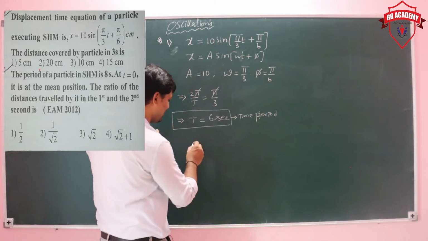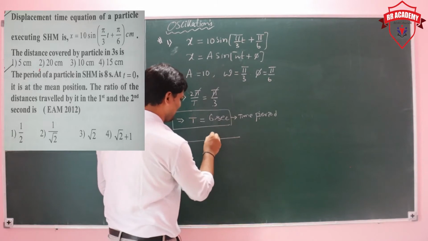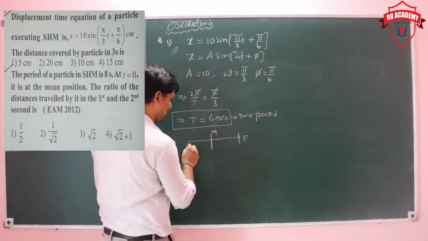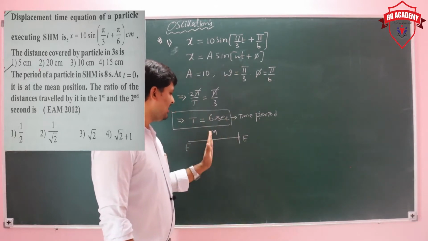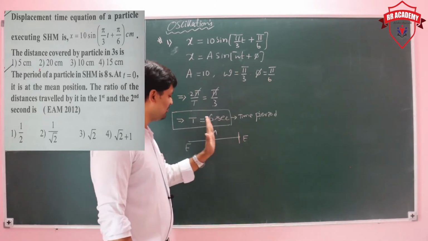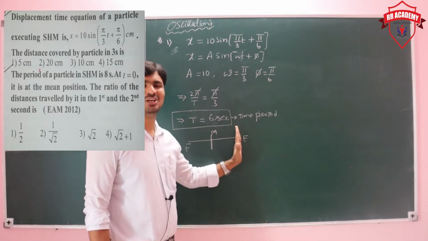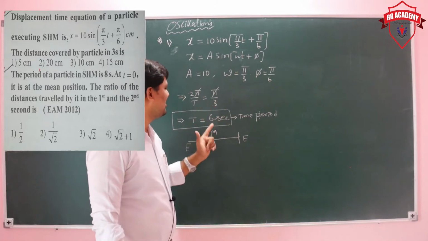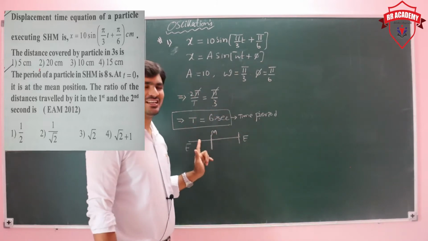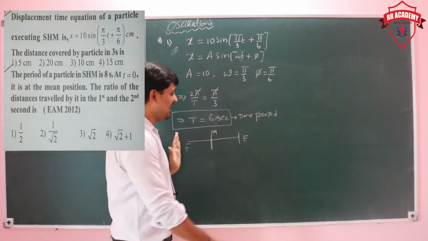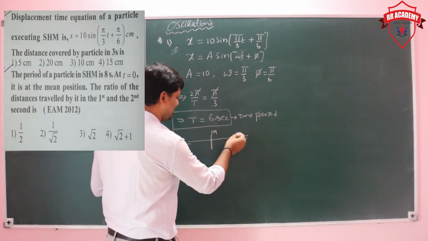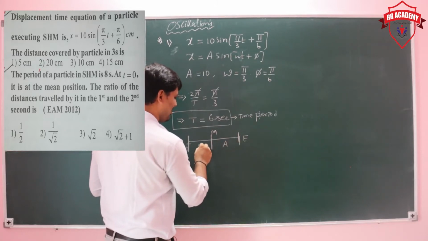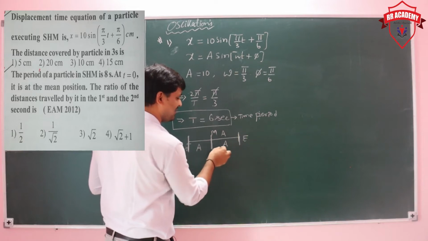See here, what is the meaning of time period? This is the mean position, and this is the extreme position. Time period means the time taken to travel from one extreme to the next extreme and again come to the same position. For this the total time taken is 6 seconds. So in 3 seconds, it can travel from extreme to extreme, or else mean to extreme and again extreme to mean.